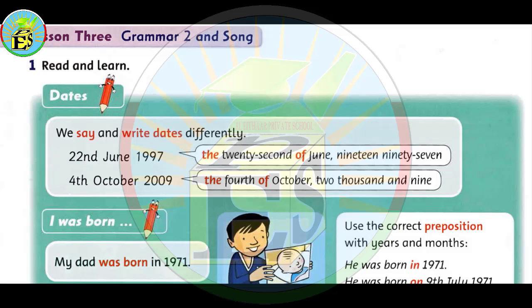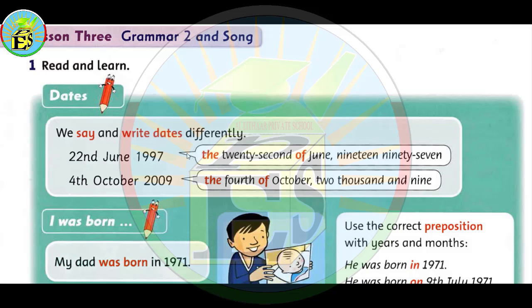The first thing that we have in this box is this sentence. We say and write dates differently. And this is a fact. So now let's try to say the dates that we have here. Let's start with the first one. The first one, the correct way to say this date is 22nd of June 1997. 22nd. This is the way to say this date correctly.